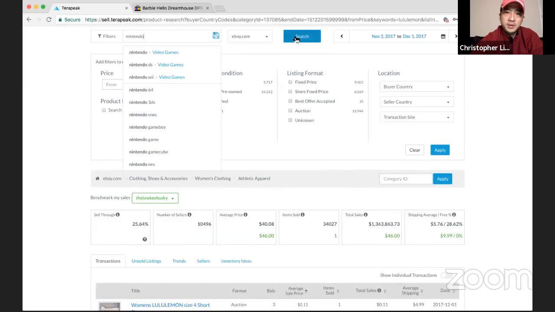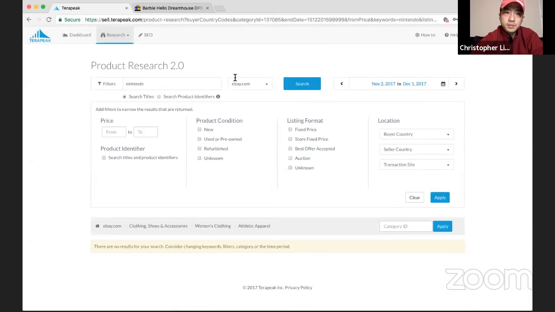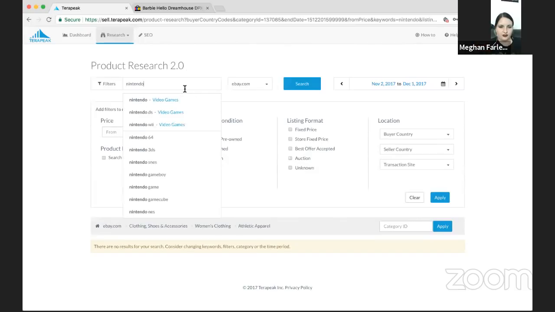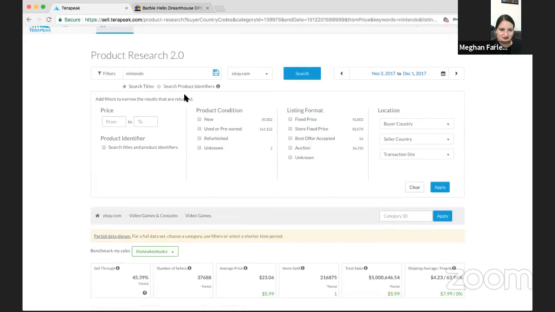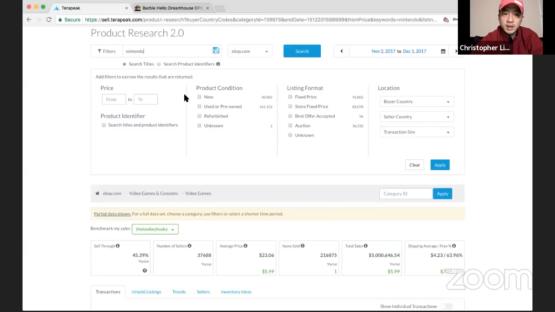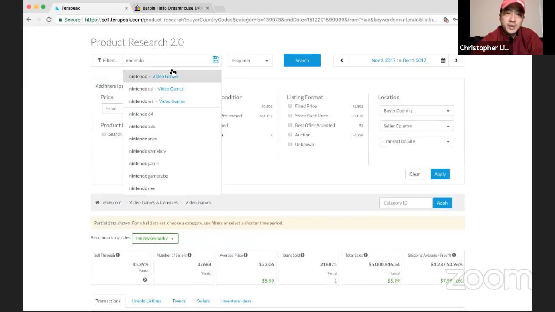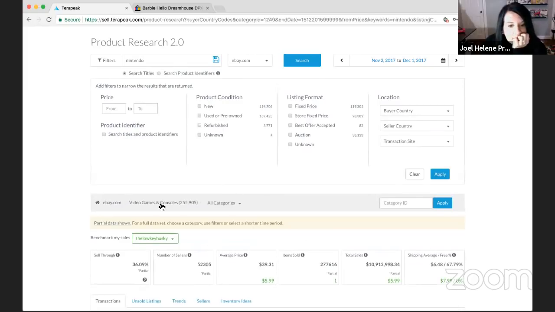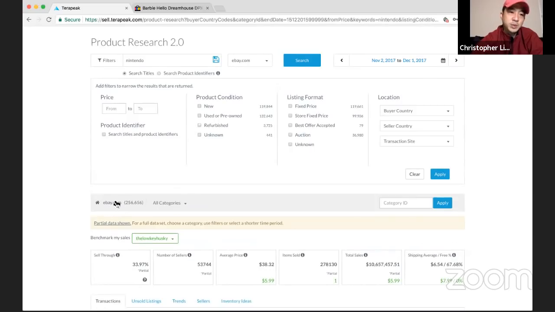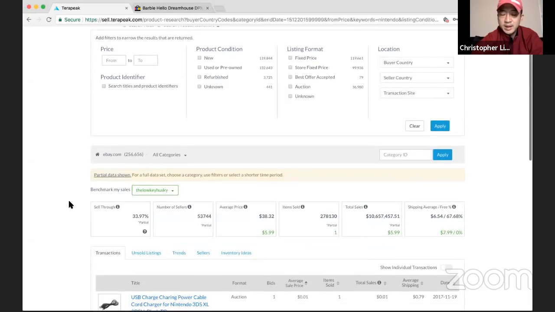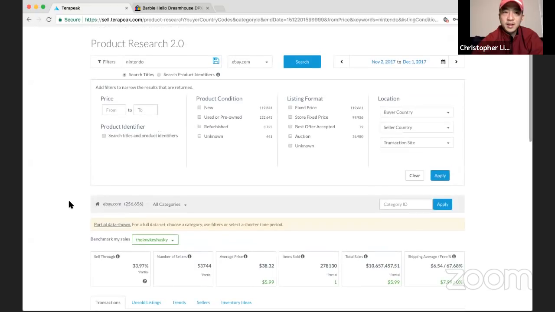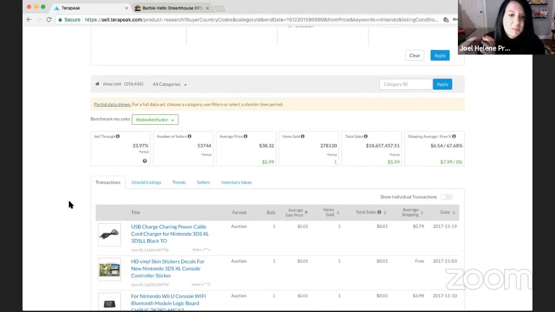Okay. Nintendo. Oh, wait. Oh, it's under clothing. It's under women's clothing. Video games is 5 million. What? Okay. Look at those sellers. Video games and consoles is 10 million. Oh, I can do just eBay.com. Okay, that's what we should do. Right. eBay.com. Nintendo has had $10 million in sales in the last month. It's a lot. 53,000 sellers. Oh, wow. My goodness.